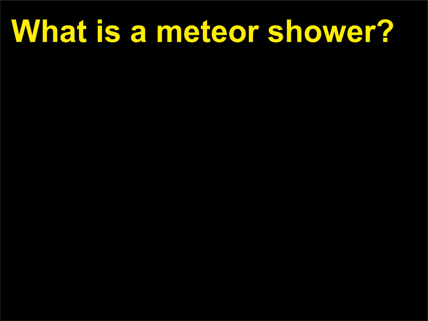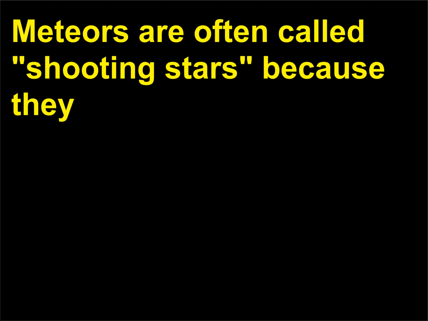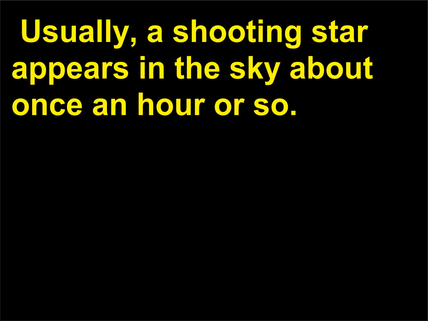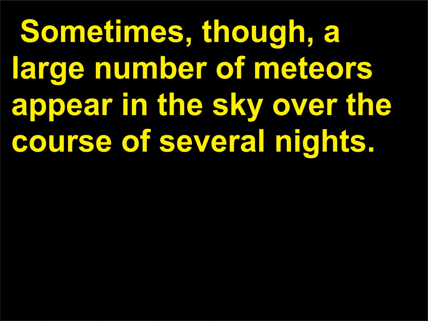What is a meteor shower? Meteors are often called shooting stars because they are bright for a moment and move quickly across the sky. Usually, a shooting star appears in the sky about once an hour or so. Sometimes, though, a large number of meteors appear in the sky over the course of several nights.